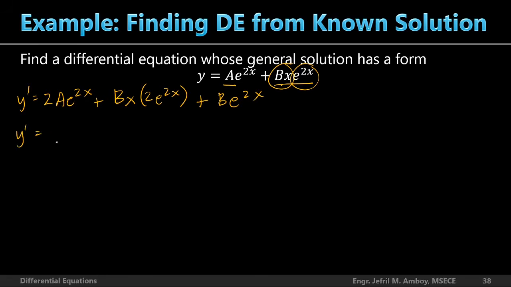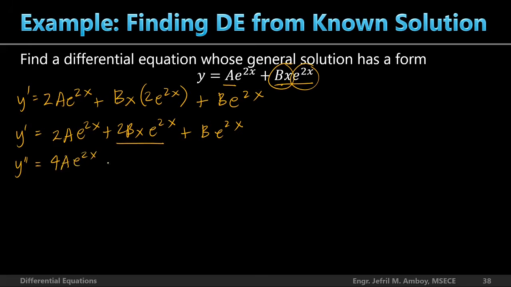Let's just rewrite this. We have 2a e to the 2x plus 2bx e to the 2x and then plus b e to the 2x. So, let's now get the second derivative of y with respect to x. y double prime equals, the derivative of this term is 4a e to the 2x plus, in this expression or term, we'll apply the derivative of a product.